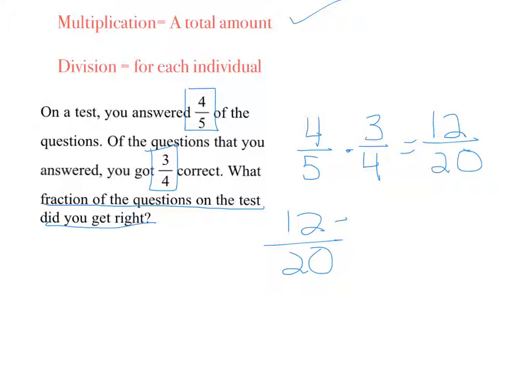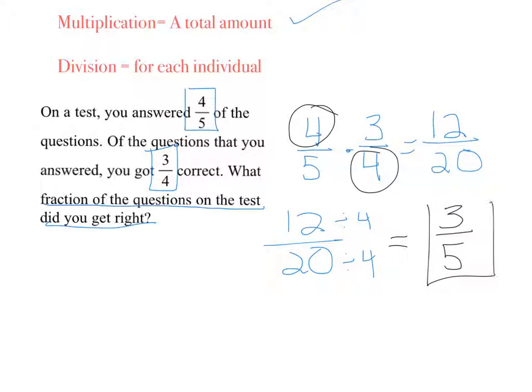But we could also simplify this. I'm going to divide both of them by 4 because I know by looking up here that they're both multiples of 4. So 12 divided by 4 would give me 3. 20 divided by 4 would give me 5. So I could say I got 3/5 of the test correct.